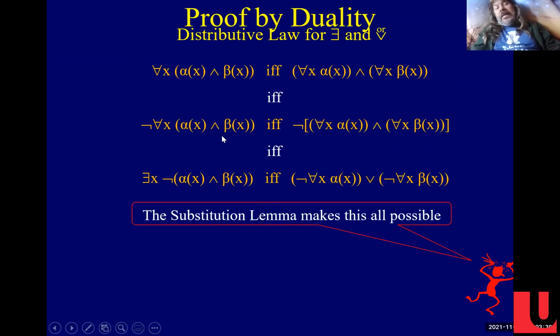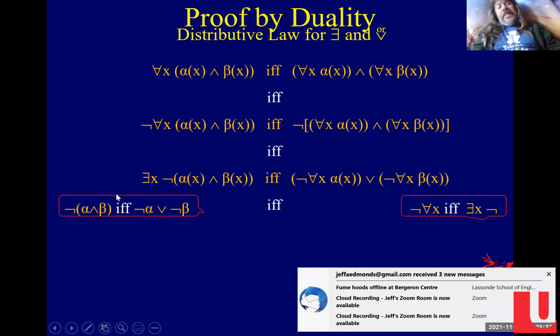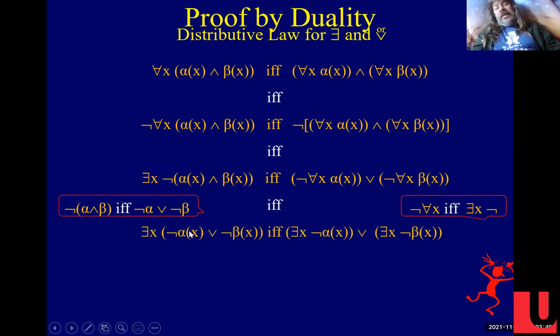And here we're substituting those things in. Now here we have a negation in front of an and, so we can bring that in with De Morgan's law, and here we have a negation in front of a for all, so we turn each of those into exists. Everybody kind of follow how we're just doing that?